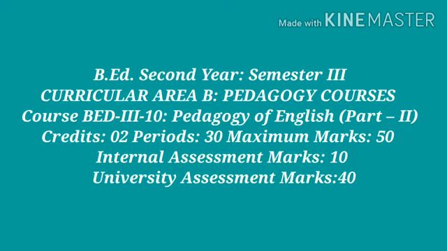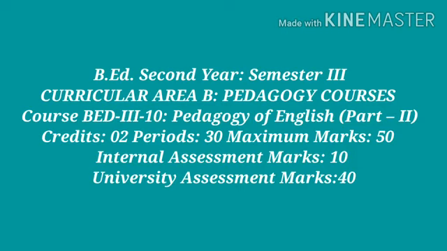So students, on your screen the marking distribution of this paper is given. The maximum marks for this paper is 50 marks, and in that 50 marks, 10 marks are for internal assessment and 40 marks for university assessment. It means the college will give 10 marks to you and the university conducts the 40 marks examination.